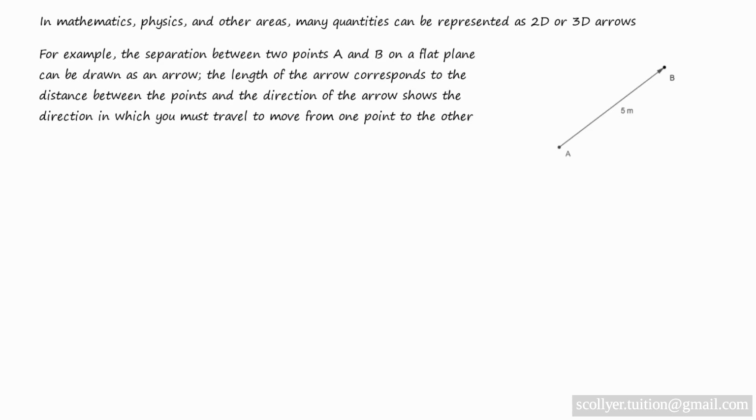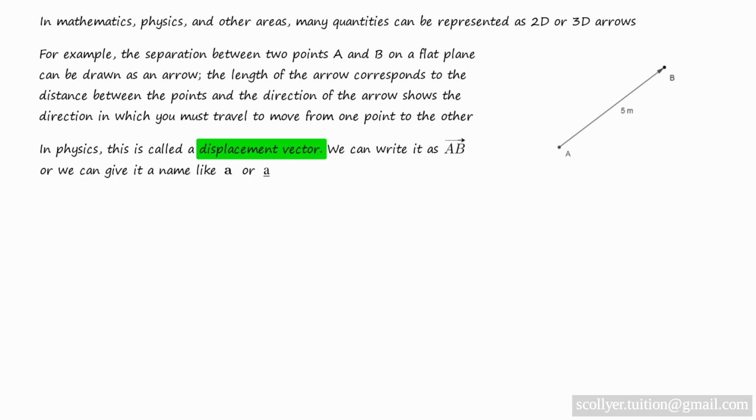In mathematics and physics, many quantities can usefully be represented as arrows, either 2D or 3D. So, for example, the separation between 2 points can be shown as an arrow of a particular length, say 5 meters, and pointing in a certain direction. And here we can see an arrow of length 5 meters drawn on a flat plane between the points A and B. In physics, we would call this a displacement vector.